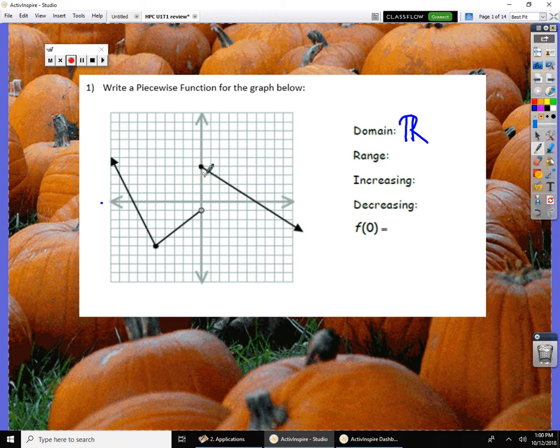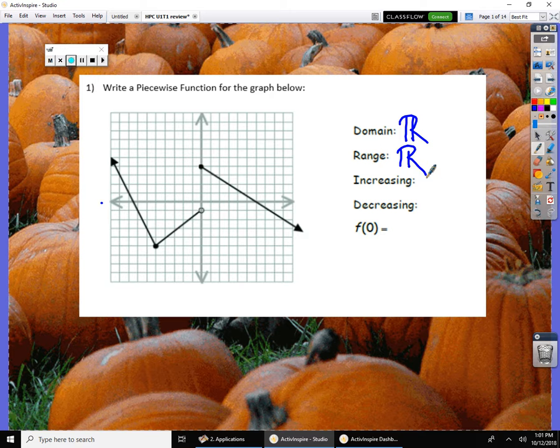All right, range. Okay, this is going to keep going and going and going. So do I have a floor? Do I have a ceiling? So it's going to be all real numbers. But somebody go, oh, there's a hole there, but that hole got filled here and here. Yes? Okay, so my range is all real numbers.